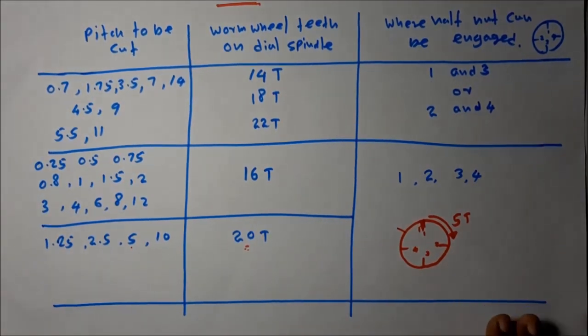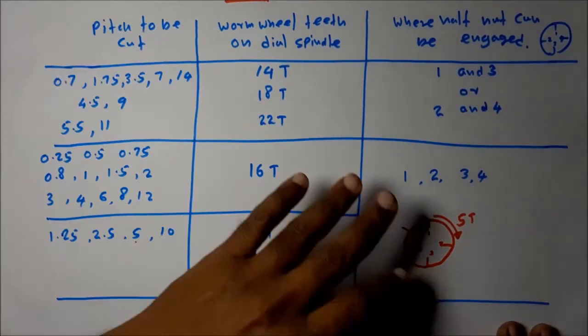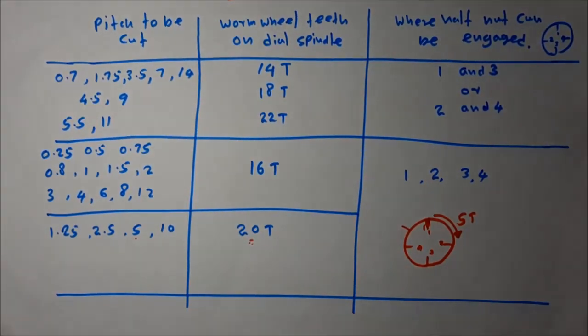Okay, then this table, I think you are all more clear with this table. So this is very important in thread cutting operations. Okay, thank you. Let's continue in the next class.